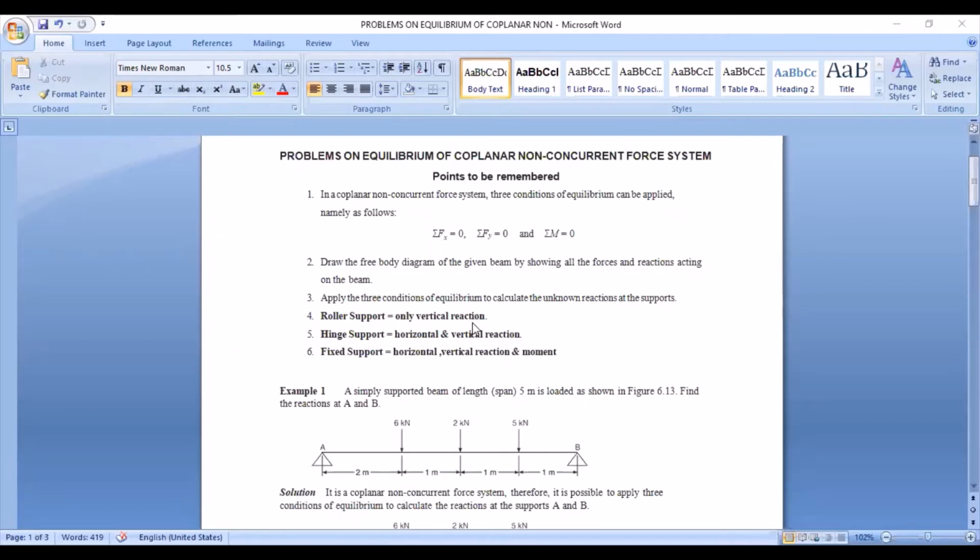So roller support has only one vertical reaction. Hinge support has two reactions, that is, one horizontal reaction and one vertical reaction. The third one is a fixed support, and this fixed support has a horizontal reaction, a vertical reaction, and it also has a moment. When I say horizontal reaction, it might be either rightwards or leftwards. Again, it depends on the type of action. If the action is rightwards, the reaction will be leftwards. If the action is leftwards, then the reaction will be rightwards. Similarly, the vertical reaction might be upwards or downwards, depending on the nature of the action.